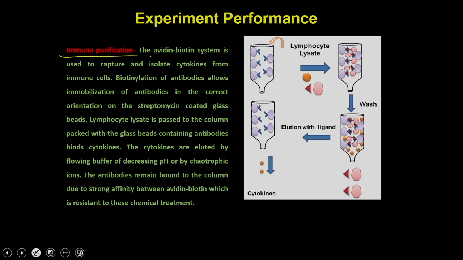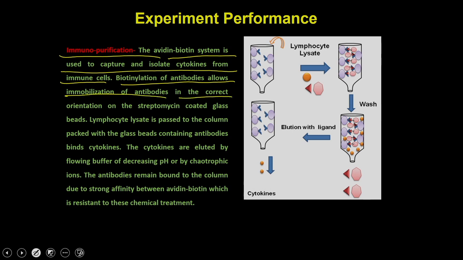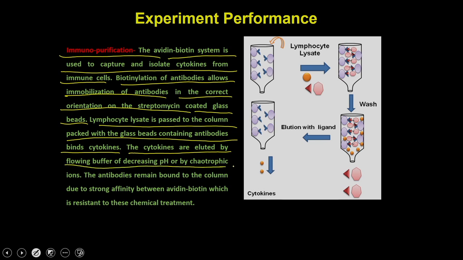In this, you can use an avidin-biotin kind of system to capture and isolate the cytokine from the immune cells. Biotin-linked antibodies allow the immobilization of the antibodies in the correct orientation onto the streptavidin-coated glass beads. Lymphocyte lysate is passed through the column packed with the glass beads containing antibodies, which bind cytokines. The cytokines are eluted by flowing buffer of decreasing pH or by chaotropic ions. The antibodies remain bound to the column due to the strong affinity, which is resistant to these chemical treatments. And ultimately, you are going to get the cytokines.